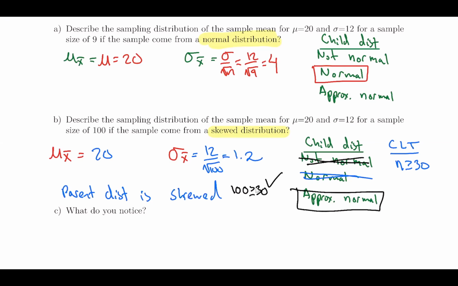And that's how you apply the central limit theorem. All you have to do in this case scenario is just see if N is greater than or equal to 30. If it is, you say it's approximately normal. If it's not, you say it's not normal. All right. And that's it for B. Any question in regard to B?